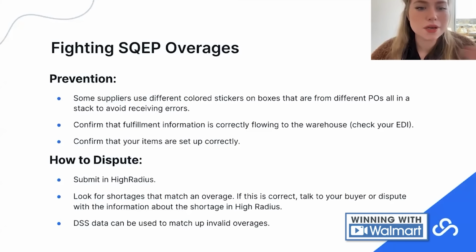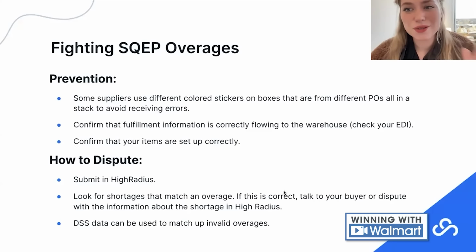Now, how to dispute: you submit in HighRadius. You're going to want to look for, again, those shortages that match an overage. If this is correct, talk to your buyer or dispute that shortage or overage in HighRadius. And then that DSS data that you are probably going to be using for the AP deductions, the AP shortages or the overages, you can use that same DSS data to match it up with invalid overages.